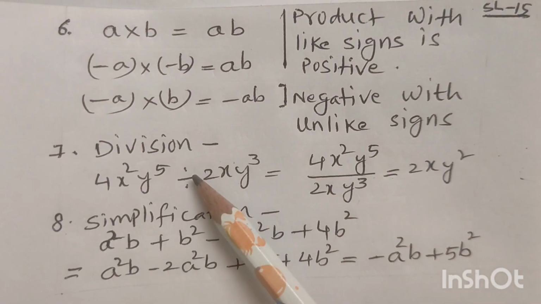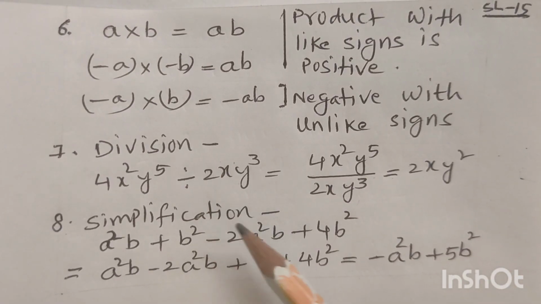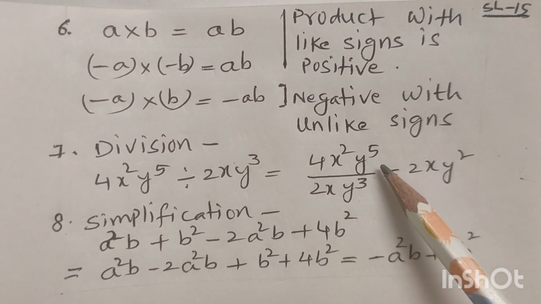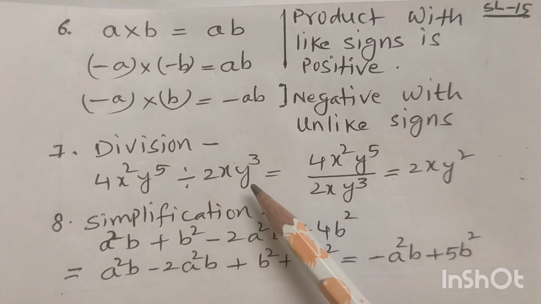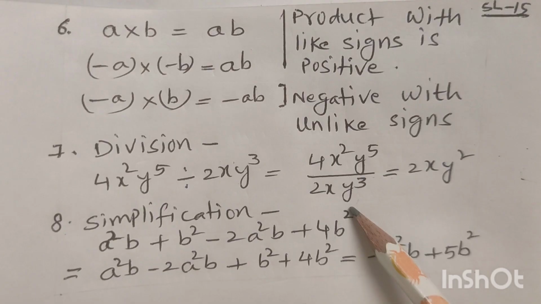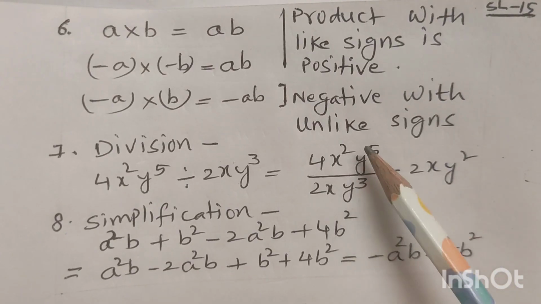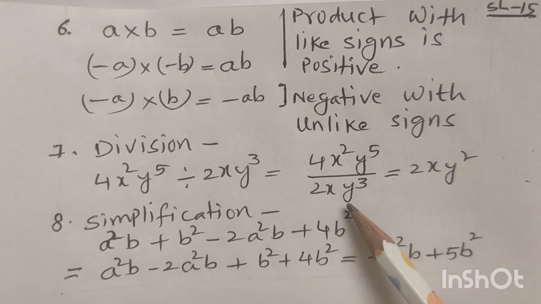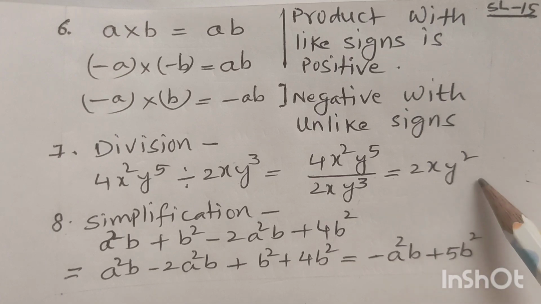This is just a simple example of division. How do we divide in algebra? This 2xy cube comes here as denominator and then we simplify it and we get 2xy square.